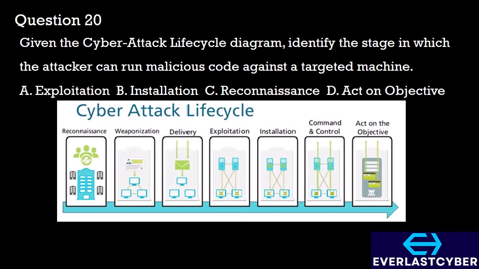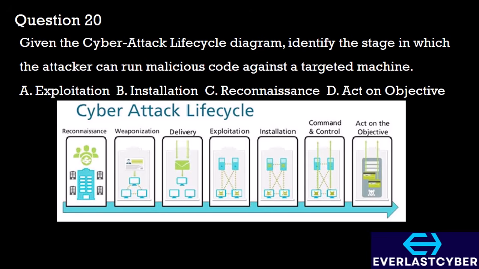In the exploitation stage of an attack, the attacker executes malicious code against a targeted machine, often taking advantage of a vulnerability in the system. This stage is where the attacker actively exploits weaknesses in the system to gain access or escalate privileges.